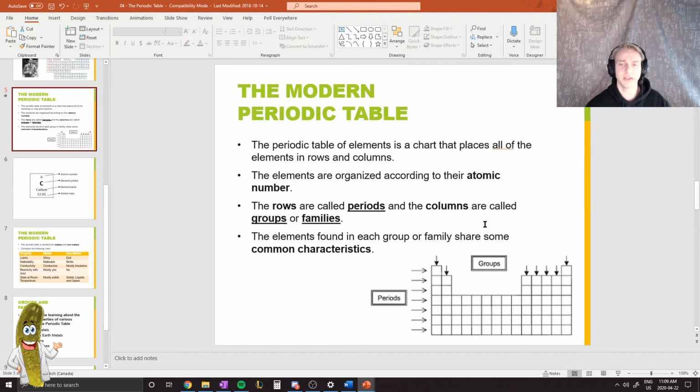The groups, what they do is each element that's in a certain series will either be a metal or a non-metal, it'll have a certain amount of reactivity, it'll have a certain amount of protons or electrons that are available for other elements to take. That's what the groups tell you.